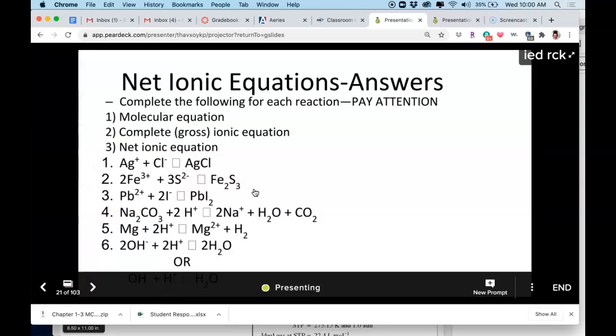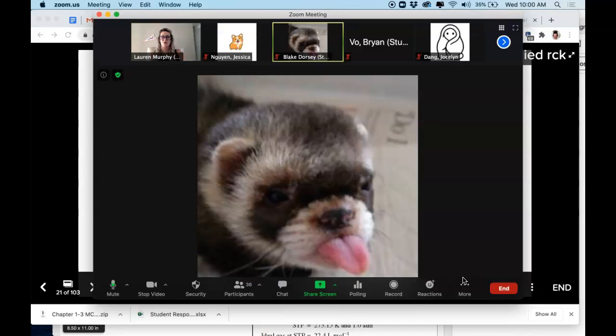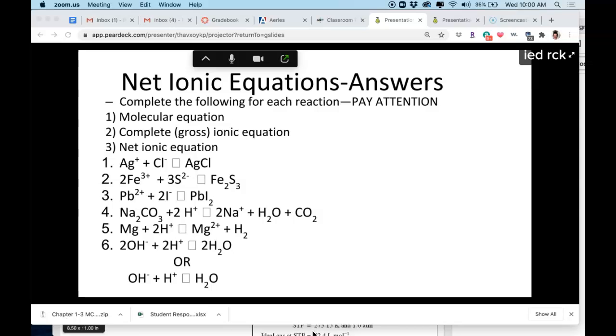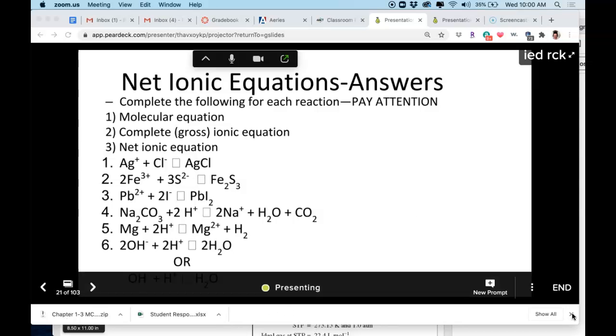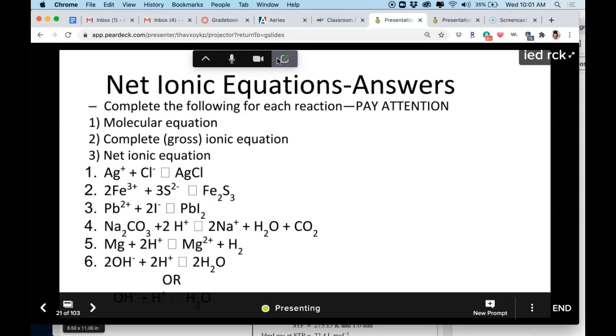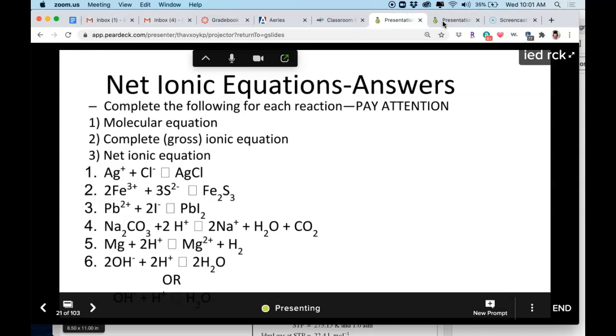So we ended here for the net ionic equation. So these were all the answers. If you have any questions, I'm going to go over the answers. If not, let's just keep moving on. Hopefully you've already grabbed a calculator because it's going to be a good amount of math today. Any questions on these net ionic equations at all? No? Okay, I'm going to move on.